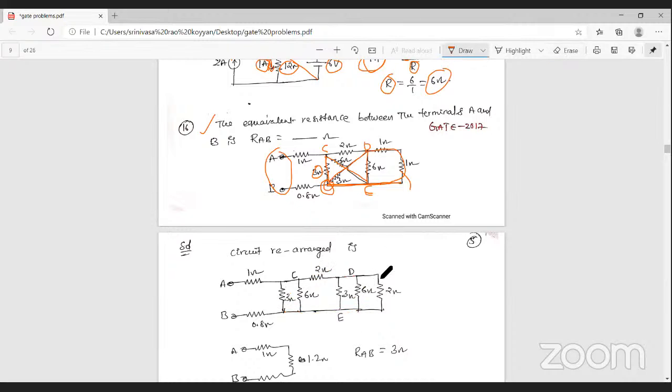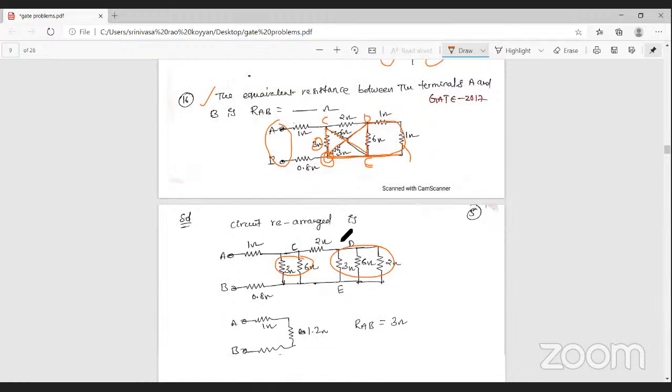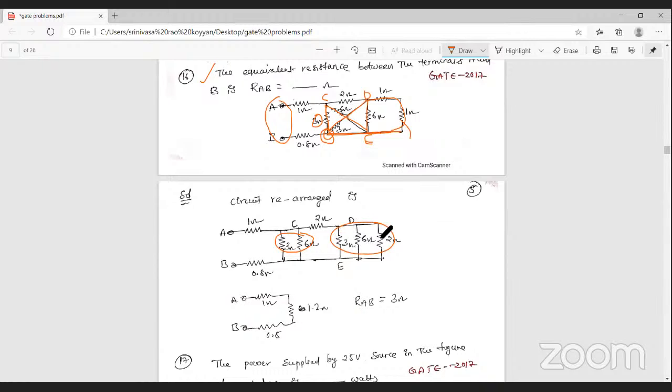You can identify that these three elements are parallel and these two elements are in series. Solve the three parallel elements to get one resultant resistance, which is in series with the 2 ohm resistance. Then that resultant is parallel with these two. Finally you get 3 ohm resistance.